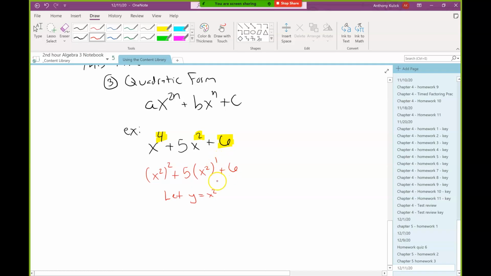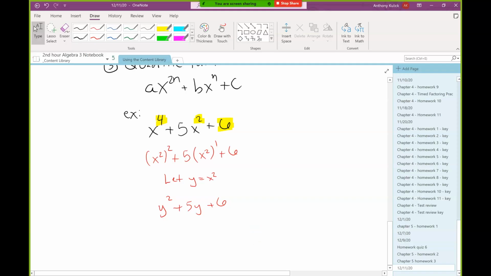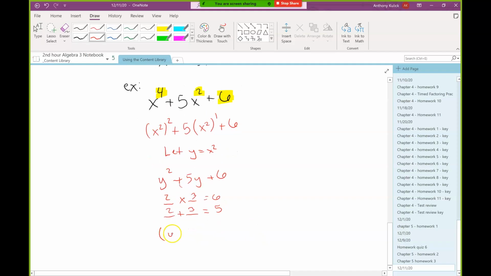So I can factor this like I would from last chapter. Since the leading coefficient is 1, all I need are two things that multiply to give me 6 and add to give me 5. So those two things would be 2 and 3. I can go straight to the factored form. But I don't want to factor y squared plus 5y plus 6. I wanted to factor x to the 4th plus 5x squared plus 6. So let's go ahead and put that value back.